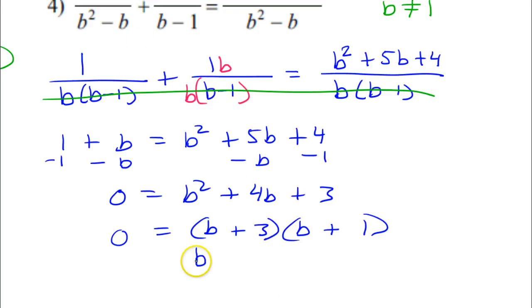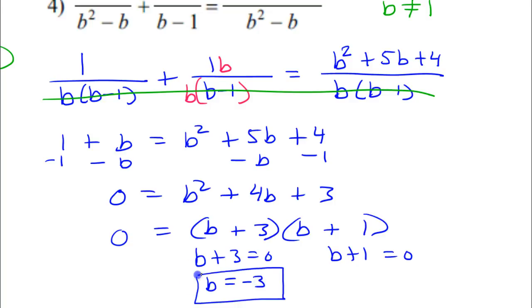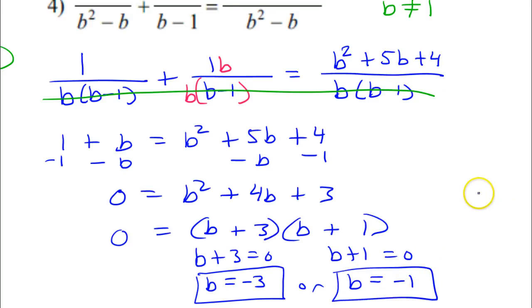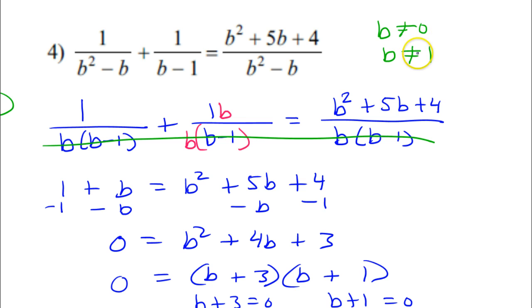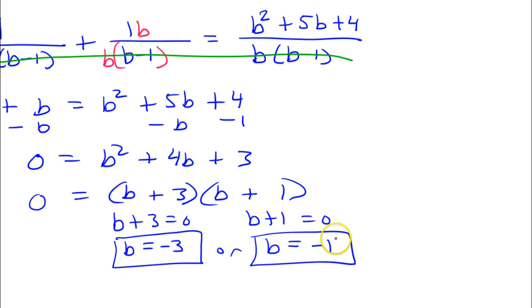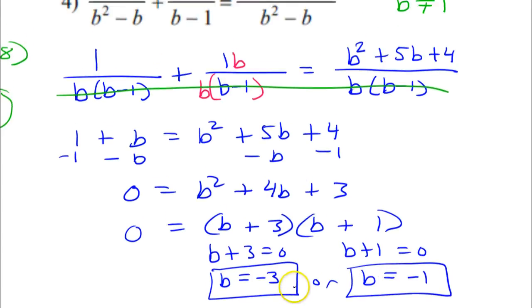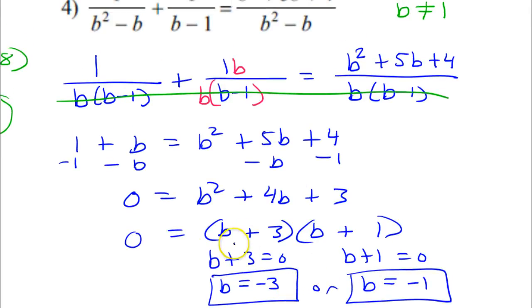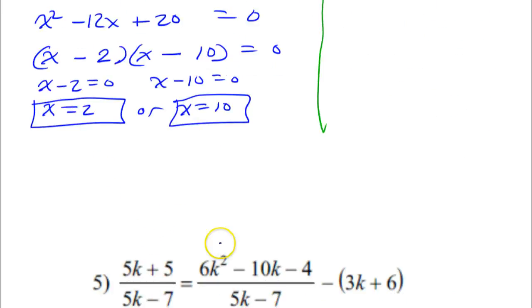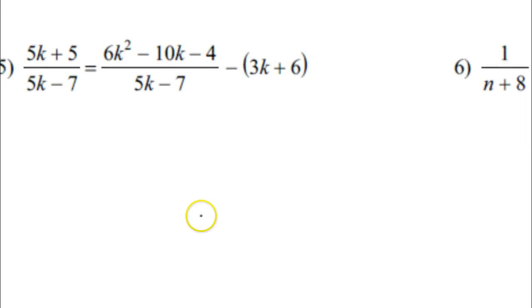Alright, let's set each of these equal to 0. So that gives me b equals negative 3, or b equals negative 1. Let's make sure none of these are excluded. B cannot equal 0 or positive 1. Here we have negative 1 and negative 3. So neither of these are excluded, so we are good. These are the solutions. Okay, let's put one more problem on this video, and that'll be problem number 5.